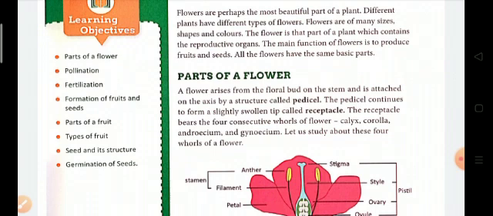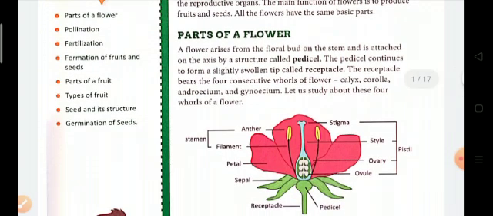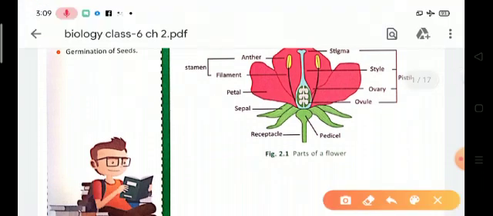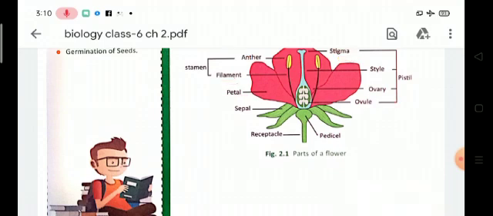Now what is receptacle? The slightly swollen tip is called receptacle, which is continuous with the pedicel. Now the parts of a flower are calyx, commonly called sepal, corolla, commonly called petal, and androecium, also called stamen, which is divided into two parts, anther and filament. Gynoecium is divided into three parts: stigma, style, and ovary, which encloses the ovule in it.